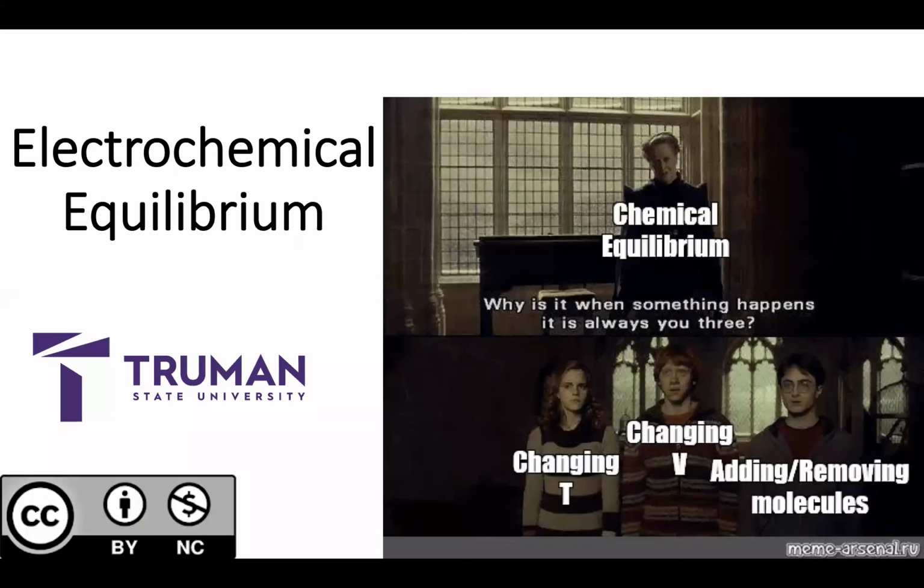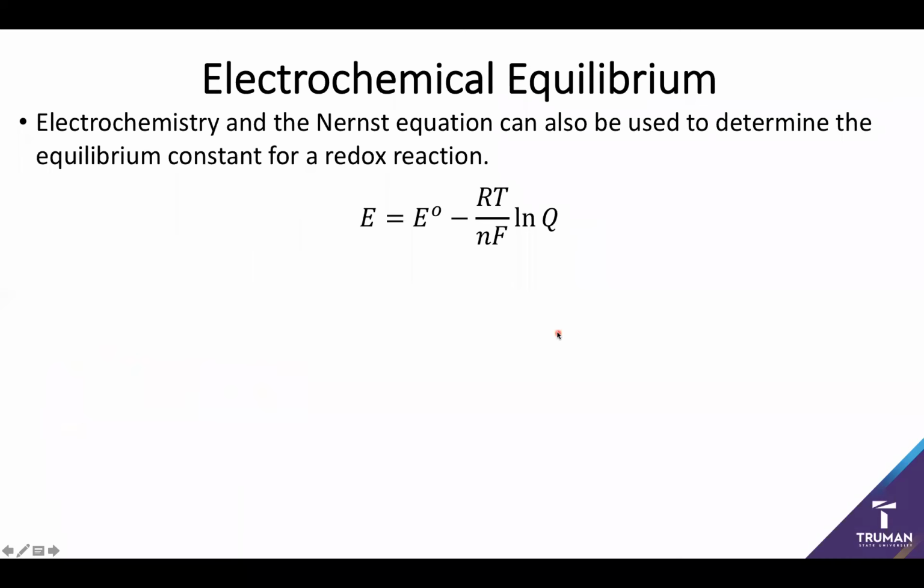So one of the useful things about using electrochemistry is it's often a very useful way to determine where chemical equilibrium occurs. In other words, it's a good way to determine your equilibrium constant. One of the ways that we can do this is by combining our Nernst equation with a lot of what we know about free energy and electrochemistry.